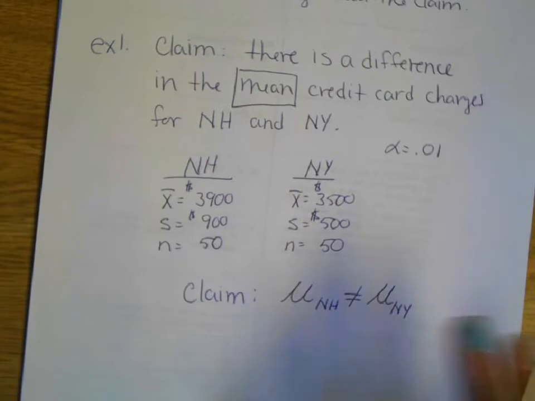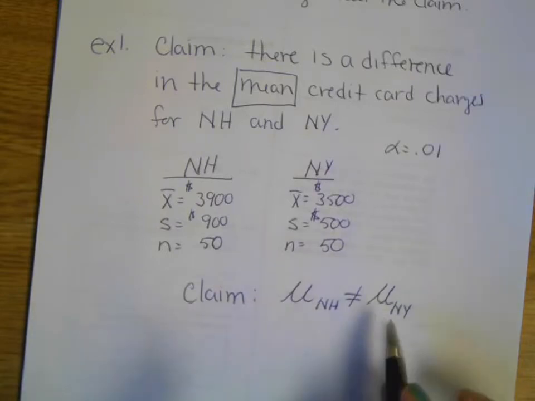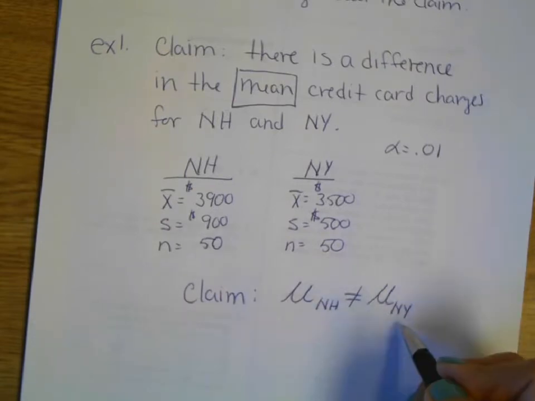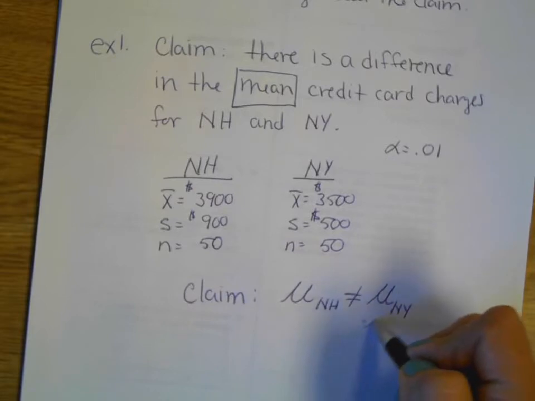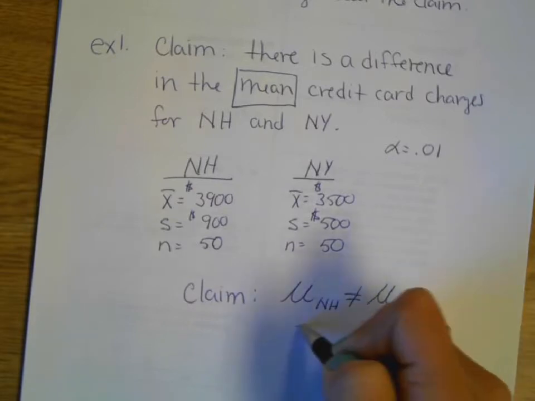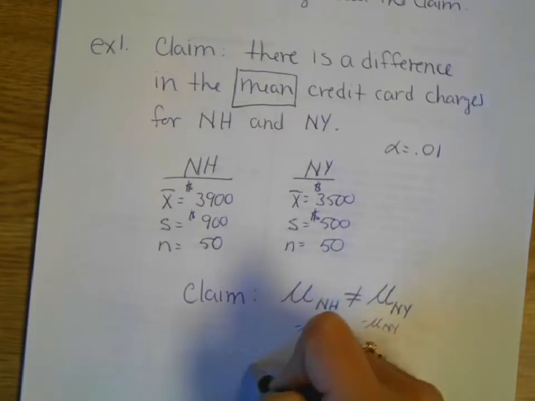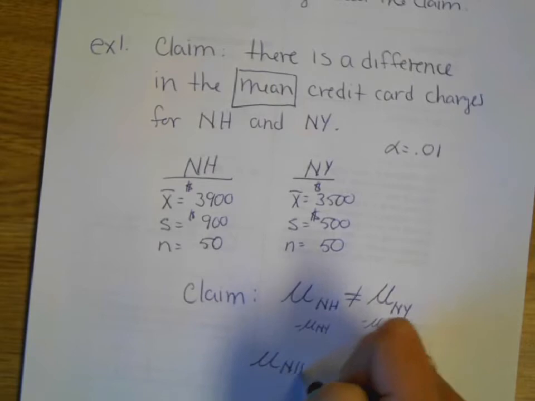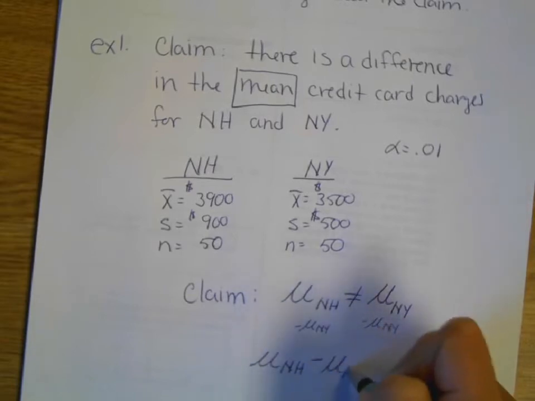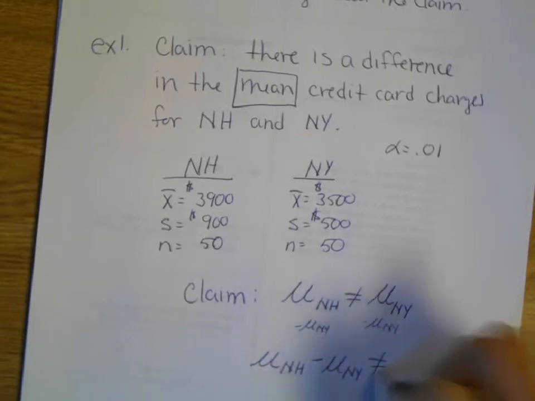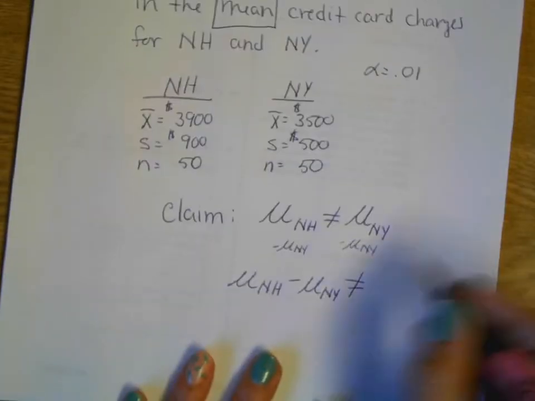So that's the way they're saying it, but to test this, we've got to write it as a subtraction, a difference between the two. So it doesn't matter which way I subtract. I'm just going to pay attention to the way I subtract. So I'm going to subtract the mean of New York from both sides. And some of you will be able to skip that first step: the mean of New Hampshire minus the mean of New York does not equal, what's left over here on the right? 0.